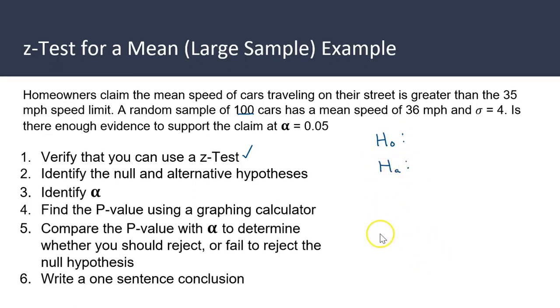Okay, the homeowners claim that the speed of cars is greater than 35. Okay, greater than, not greater than or equal to, so that's going to go in the alternative, so that they claim that the mean is greater than 35. All right, so my null then has to be the opposite of that with an equal to, so less than or equal to 35. Okay. Alpha is always in the problem, 0.05, that's our cutoff for being too unusual, and then we're going to find the p-value with the calculator.